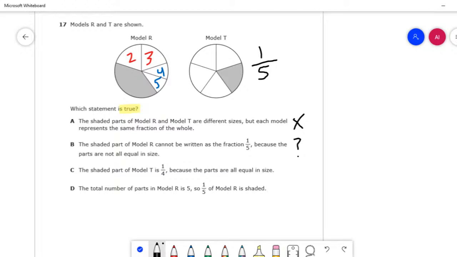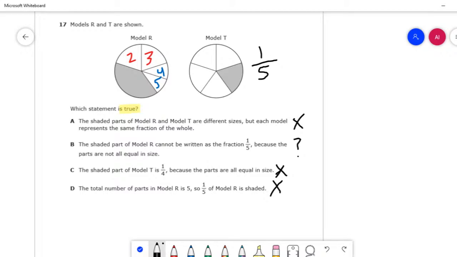Answer choice C says, the shaded part of model T is 1/4 because the parts are all equal in size. We know this is wrong because there are not 4 total parts, there are 5 total parts. So the fraction is 1/5, like we wrote above. So we know that this one's false. And answer choice D says, the total number of parts in model R is 5, so 1/5 of model R is shaded. There are 5 total parts, but they're not equally sized parts. So we can't say that 1/5 of model R is shaded. So we can say that's wrong.